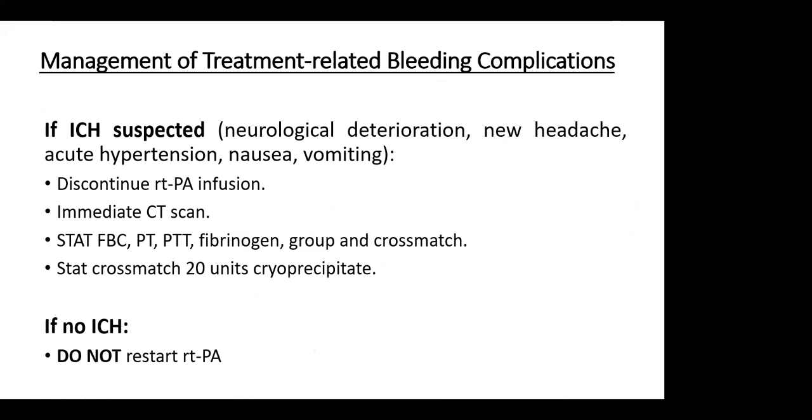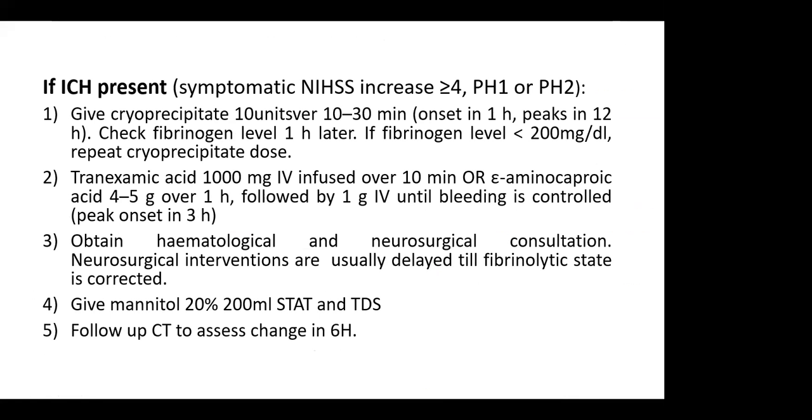Okay, so if this patient actually requires intervention, or for example, this patient has a bleed, we should give cryoprecipitate emergently, 10 units over 10 to 30 minutes. And then we check the fibrinogen level 1 hour later. If the fibrinogen level is less than 200 milligram per deciliter, we should repeat cryoprecipitate dose as required and upon hematology consult. You can also give IV tranexamic acid infusion or E-aminocaproic acid infusion as well.